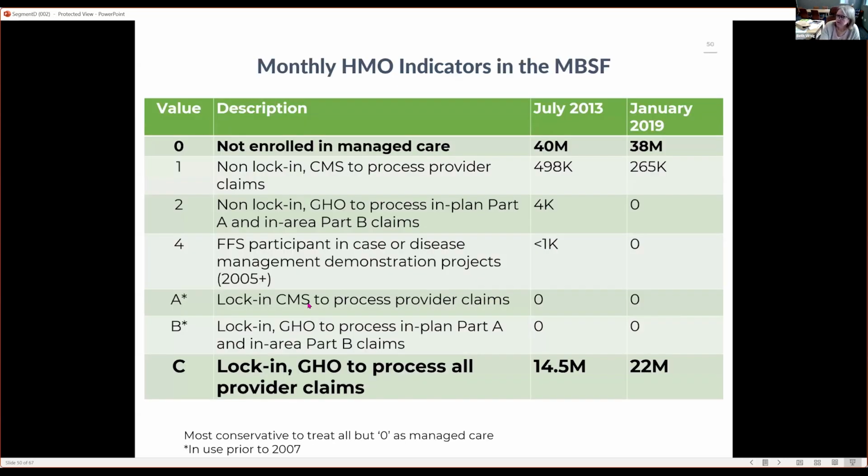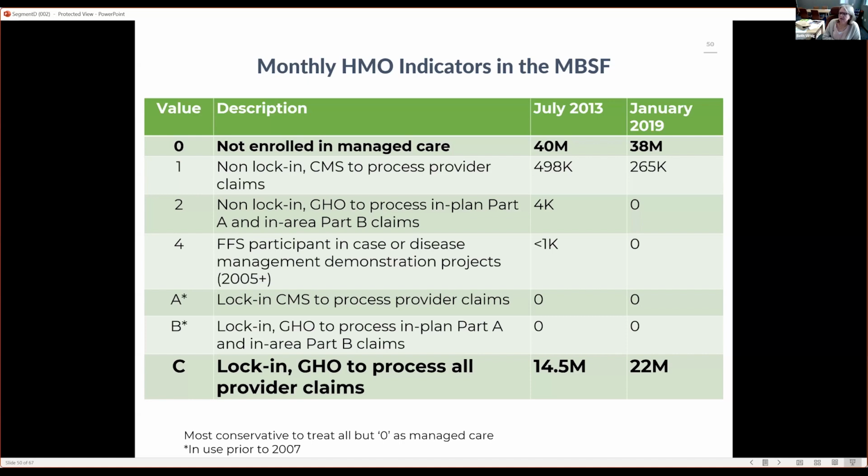So when we look at the monthly indicators, as an example, we've got not enrolled in managed care. Now, some of these people will be enrolled in Medicare, but not in managed care, and some of them won't even be enrolled in Medicare. So that value of zero includes people who are not yet enrolled or who have died, as well as people who are enrolled but are in the fee-for-service system.